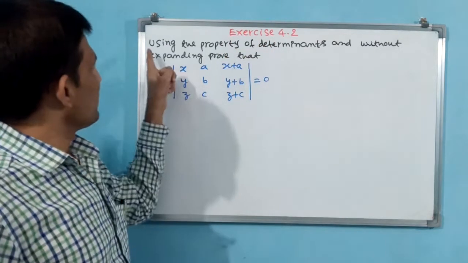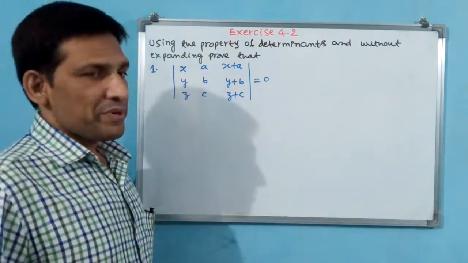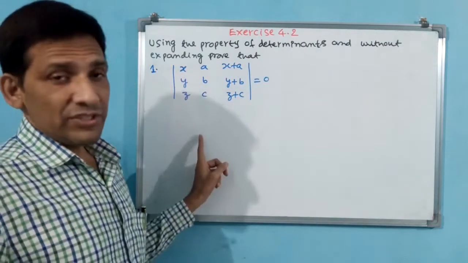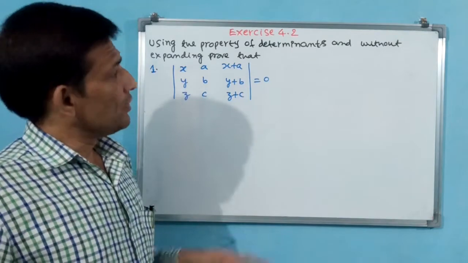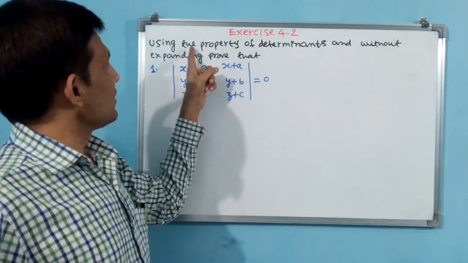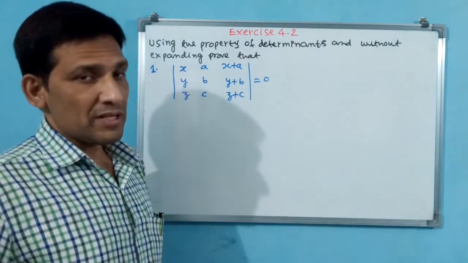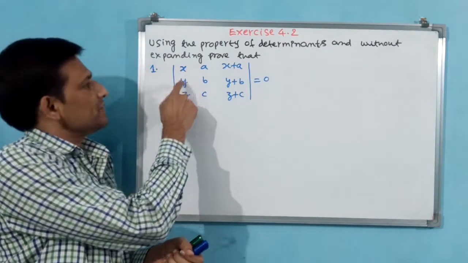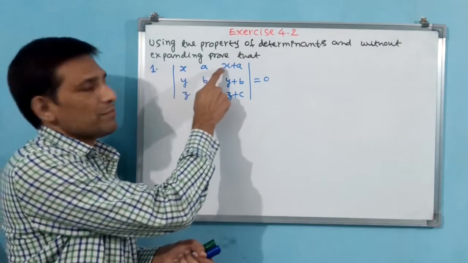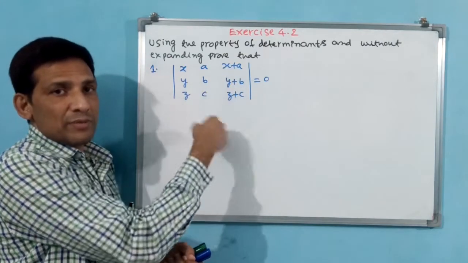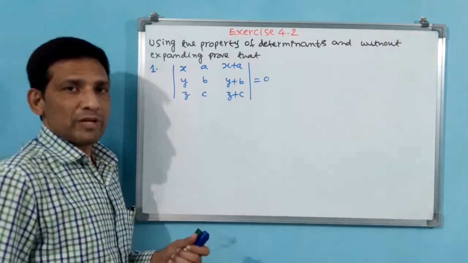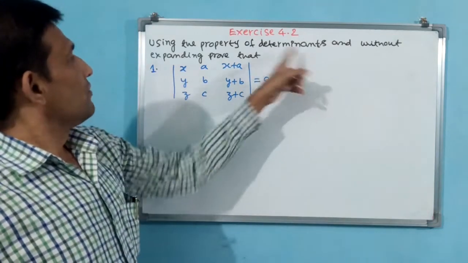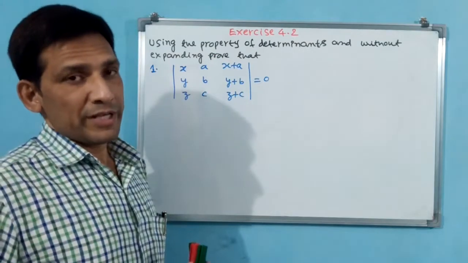Exercise 4.2. Using the property of determinants and without expanding, prove that this determinant is 0. See, carefully observe what they have written: using the property of determinants and without expanding. That means, with expanding you can do it easily: plus x into something, minus a into something, plus x plus a into something, and automatically this is going to become 0. But you should not do it by expansion. You have to use the properties of determinants.